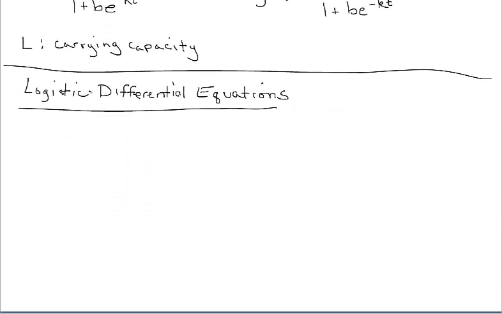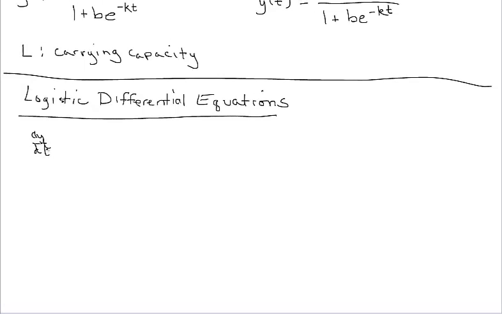Okay, if we have a situation that represents logistic growth or decay, the derivatives will be of this format right here. It's a rate of change of the population y with respect to t. Okay, and that derivative is equal to a constant of proportionality, k, times y, so it looks similar. But then we're going to multiply that by 1 minus y, the population, over L.